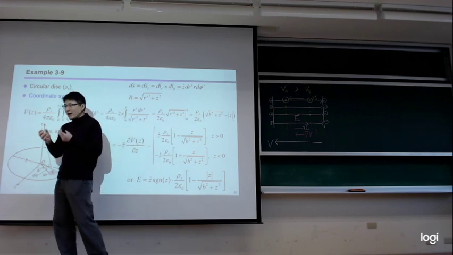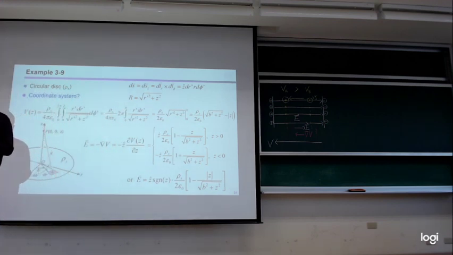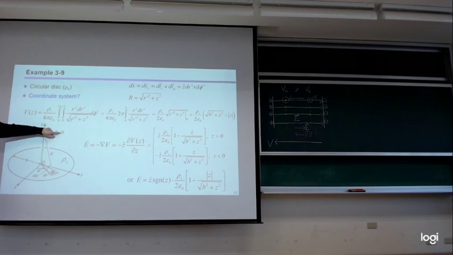This is where my job really comes out. Two seemingly different examples, but if you're willing to challenge yourselves and make approximations, the two problems become the same. So if the observation point, the Z value, is very small, so you're trying to evaluate the E field intensity very close to the disk.